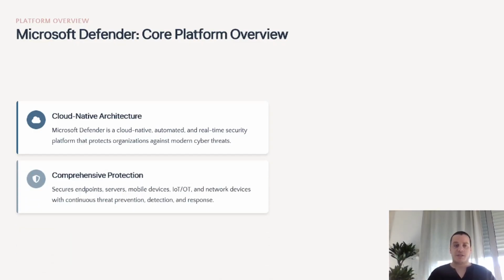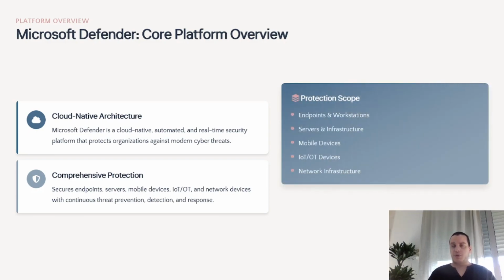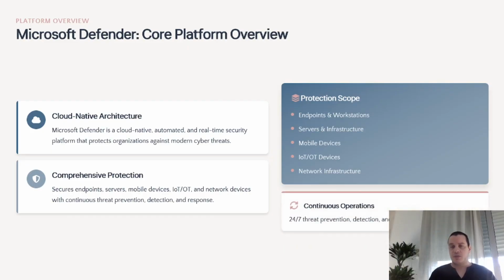Comprehensive protection: it secures the endpoint, server, mobile devices, IoT, OT, and network devices with continuous threat prevention, detection, and response. For the protection scope, it covers the endpoint and workstation, server and infrastructure, mobile devices, IoT and OT devices, and network infrastructure. In addition, it provides continuous operations, 24/7 threat prevention, detection, and response capabilities.